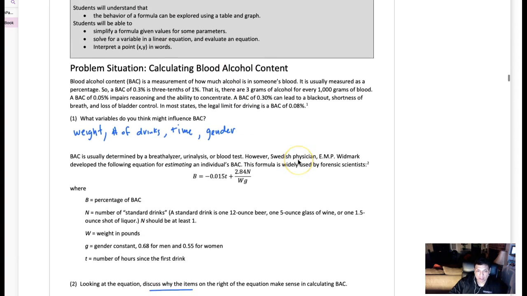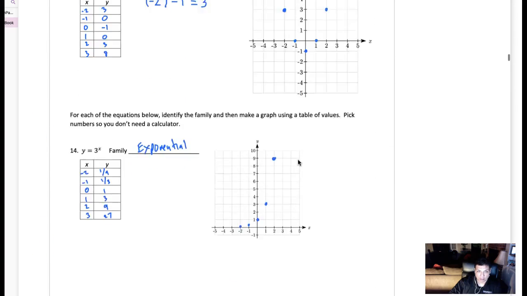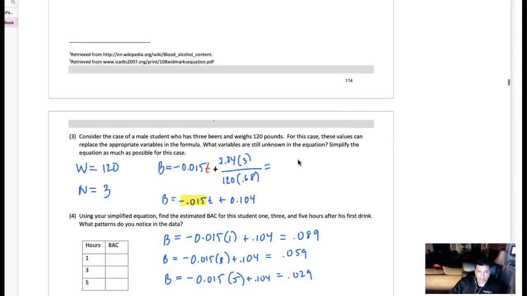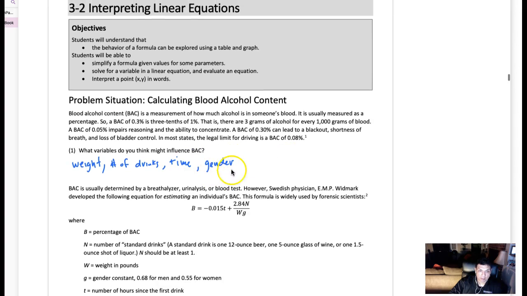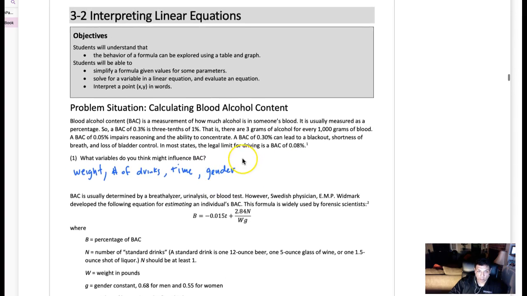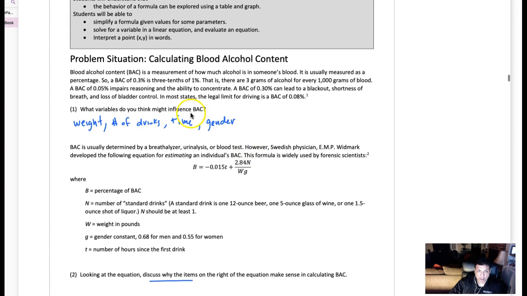So these equations, which were just graphs and equations, become something that represents the world. So here's a problem situation, blood alcohol content. And here's this kind of intimidating looking equation that represents the amount of alcohol in your blood system. Notice there's multiple variables.